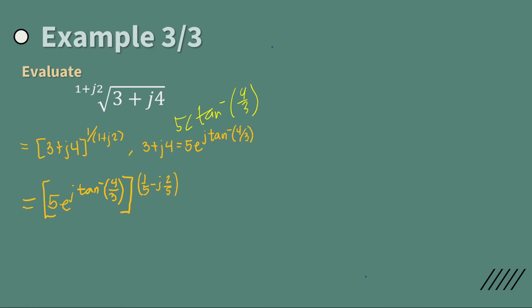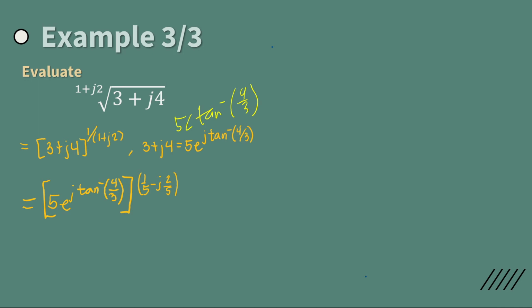Then we also evaluate the exponent, or the power, into a normal rectangular form, to make it simple. How to do that? You can use your calculator, or you multiply both the numerator 1 and the denominator 1 plus j2 with the conjugate of the denominator, which is 1 minus j2. Then you will end up getting this value, 1 over 5 minus j2 over 5.